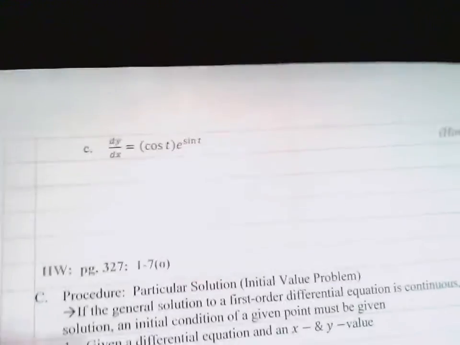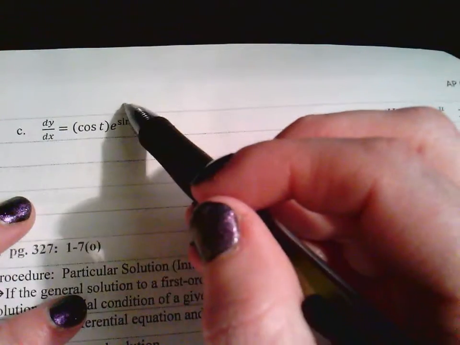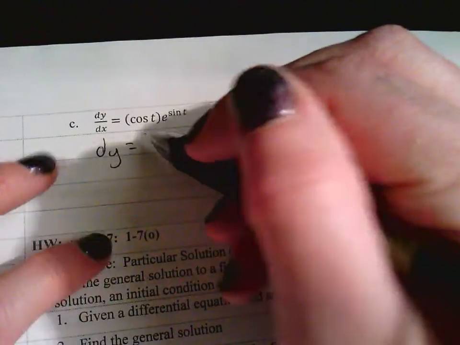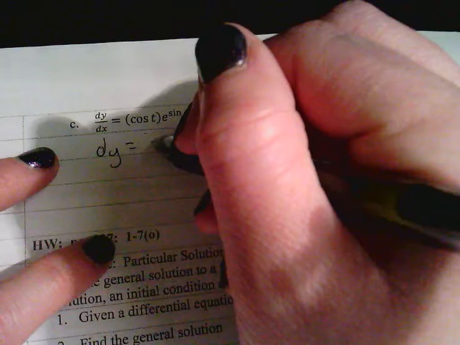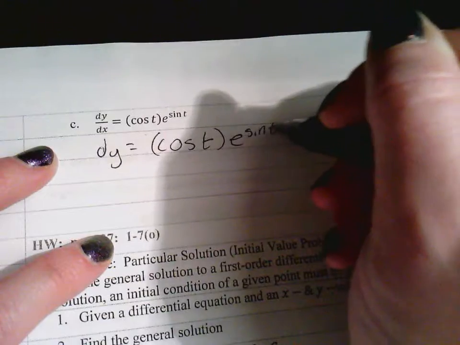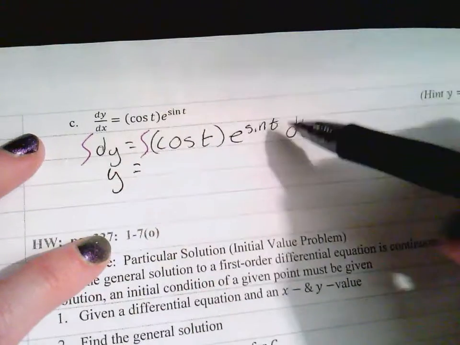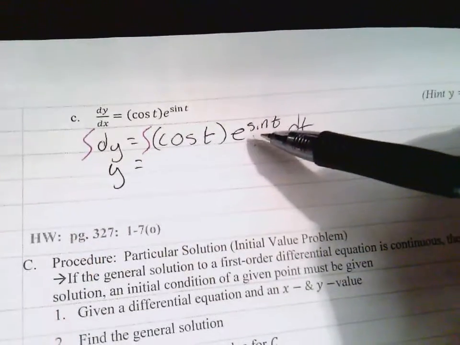One more example. This kind of relates to the chain rule in a sense. So we've got our example here. Multiply by dx, so everything's the same there. So you get dy equals cosine of t e to the sine t dt. Okay, integrate. We're never going to get y here. However, this is a little bit more complicated, so let's go back to our chain rule type thing.